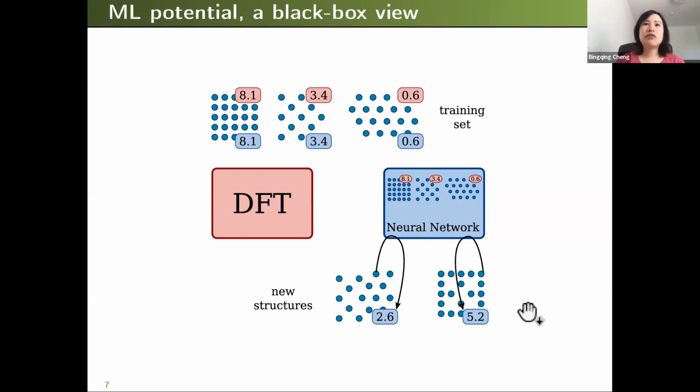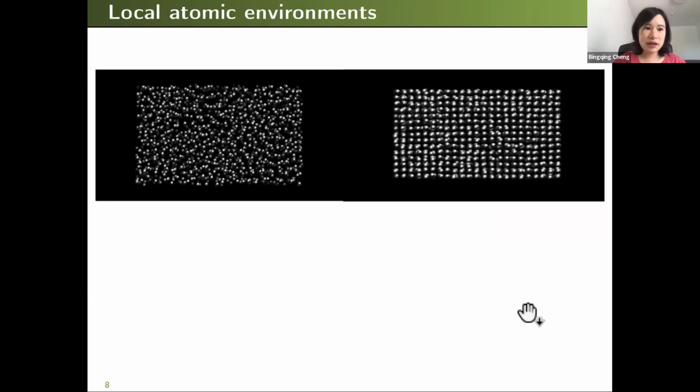This is a black box view, and I find this type of view sometimes unsatisfactory. Now I'm going to provide a different explanation of why machine learning potentials work at all. If I invite you to take a look at these two atomistic configurations shown here, what would you see? You might be thinking, the one on the right looks like a solid, and the snapshot on the left looks like an amorphous liquid.